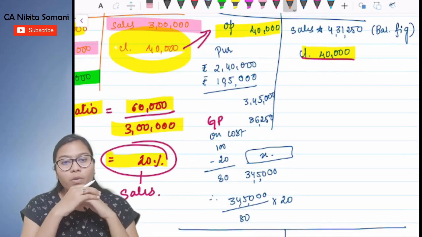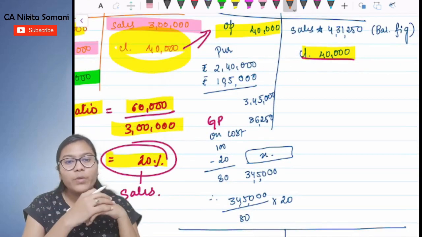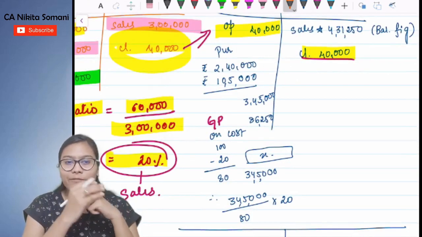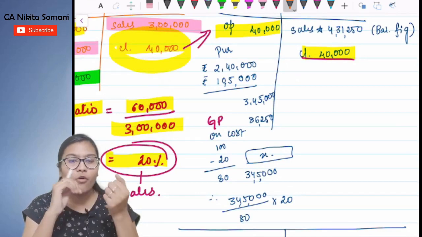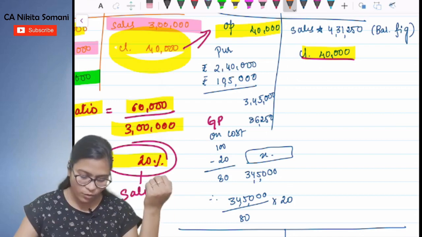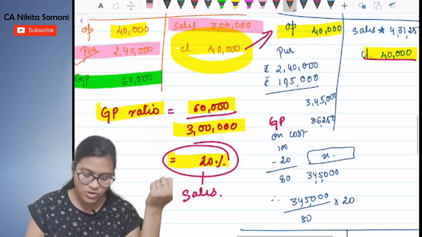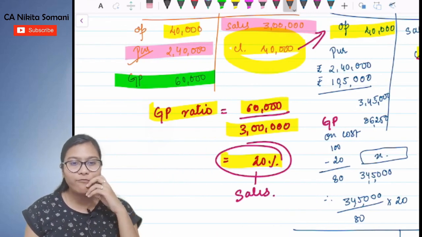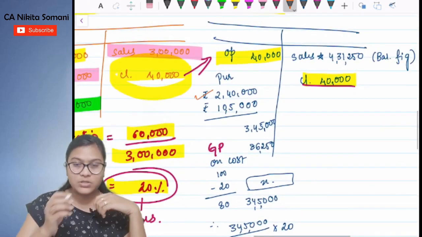Okay. Now it says that sales is to be increased by 43.75% in volume. Now we have not been given the sales figure. तो हमको कैसे निकालना पड़ेगा वो? See, what have we been given? Purchases we have been given, 2,40,000. So I will take the purchases as it is.